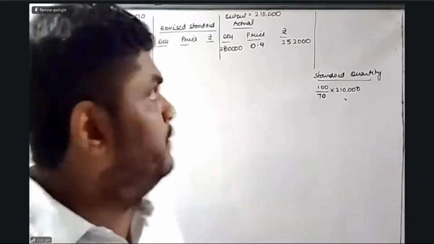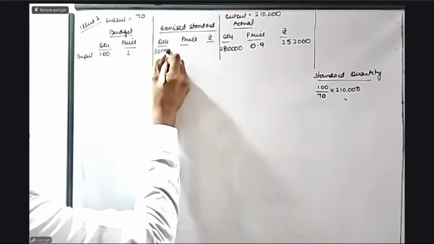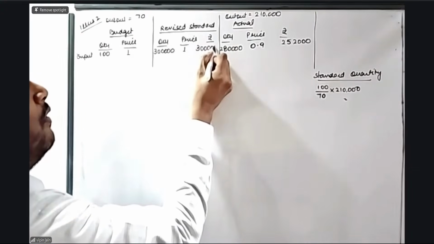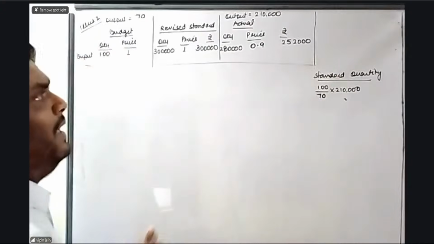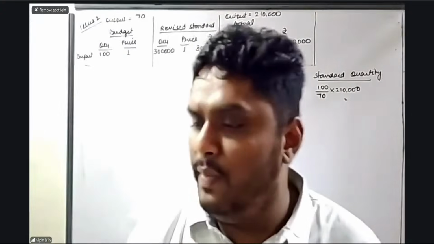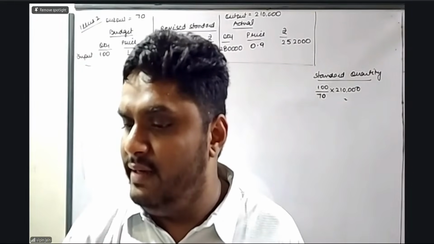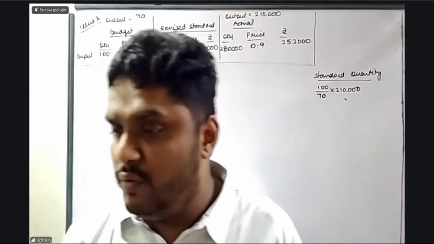So my input should be 3 lakh. My price is 1. So now my master chart is ready. I hope, Mehak, now you will be able to solve this question very easily, right? Yes, sir. So what went wrong with this question?